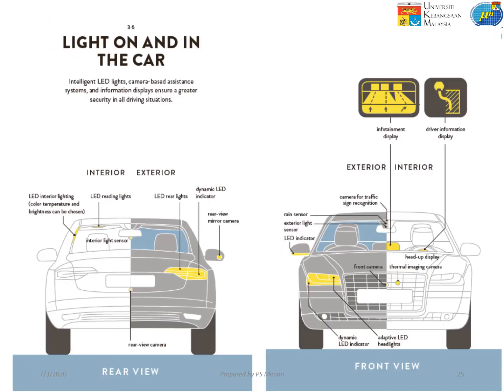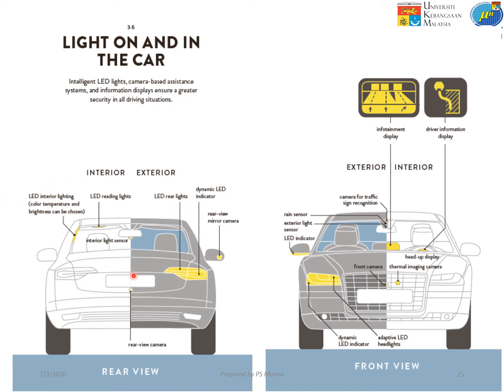Light on and in the car. Again, intelligent LED lights, camera based assistance systems, and information displays ensure greater security in all driving situations. You have LED lights in the interior lighting as a reading light, rear light, and then you have a dynamic LED indicator, rear view mirror camera, and rear view camera. All this is using lasers and detectors.